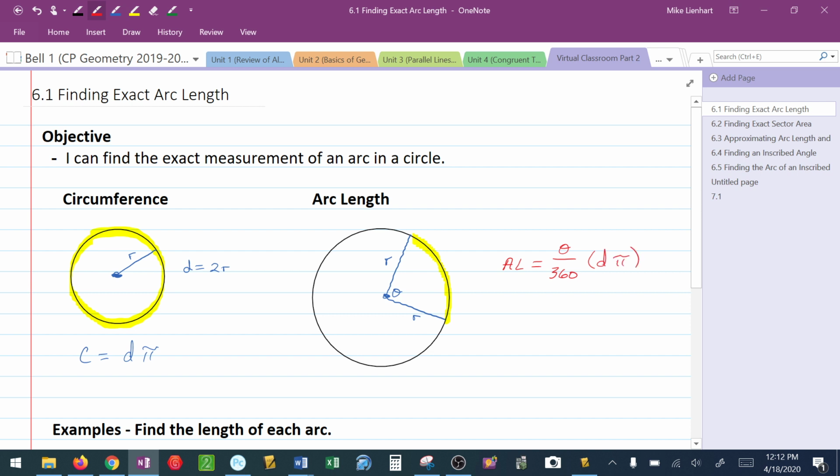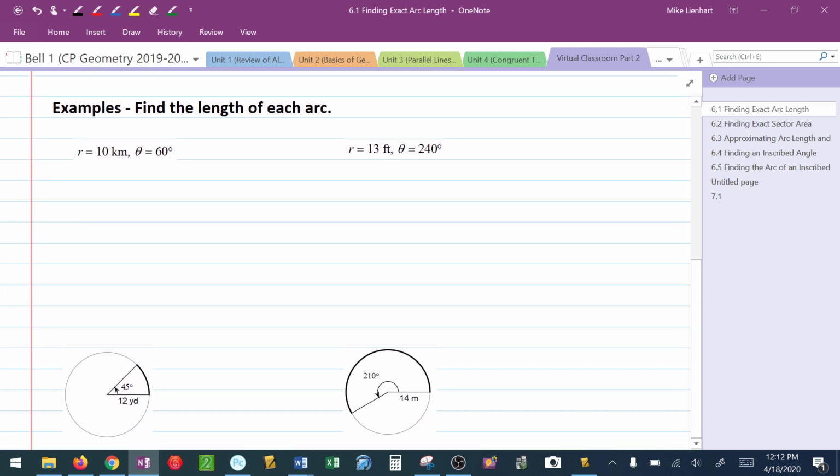One thing we're going to focus on today is how do we find the exact measurement? What that means is we're going to leave pi as a symbol. So this theta over 360 gives us the fractional part of the circle, and then we multiply that times the circumference. We've got just a few examples here. Let's see how it works.